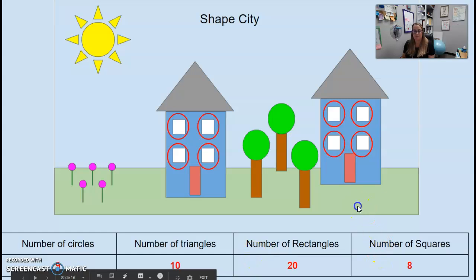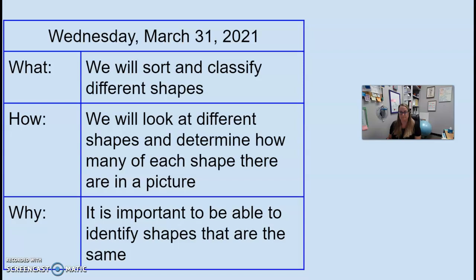All right, so let's review what we talked about today. Today, we sorted and classified different shapes. We looked at different shapes and determined how many of each shape there were in a picture. I love Shape City, it's my favorite. Why did we do this? Well, it's important to be able to identify shapes that are the same.